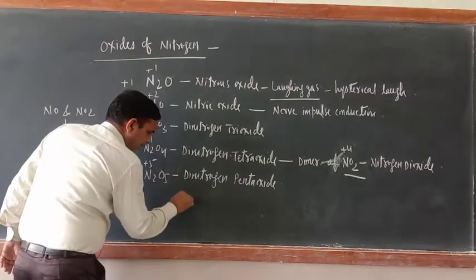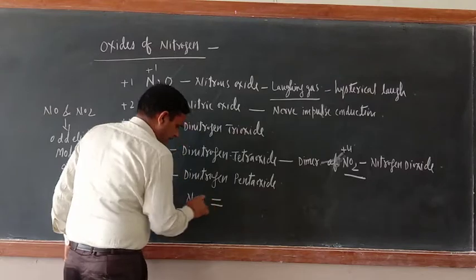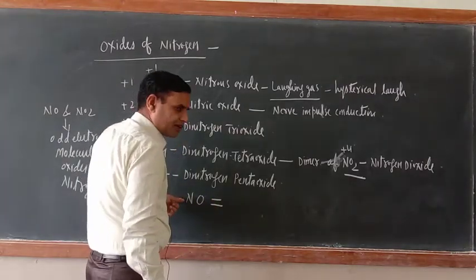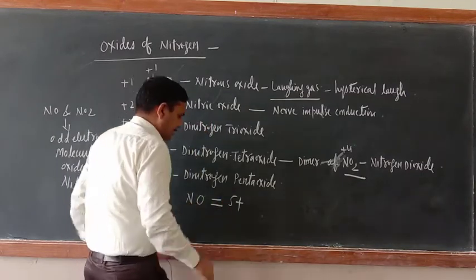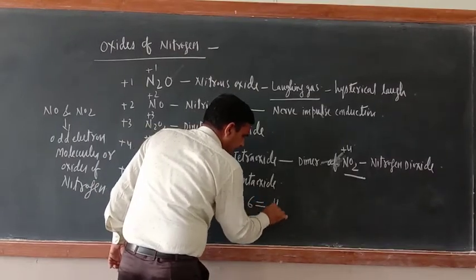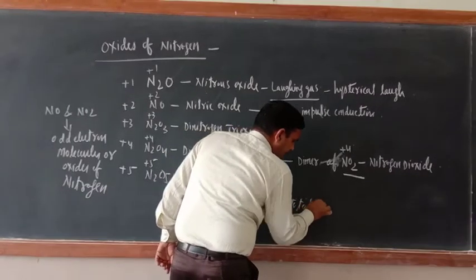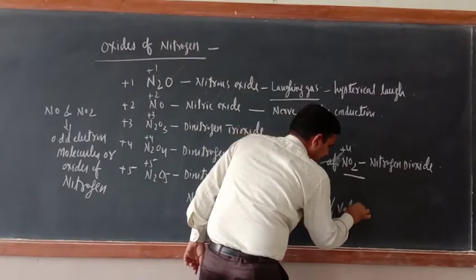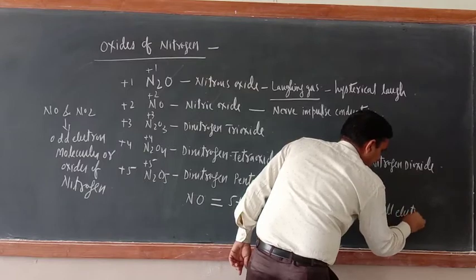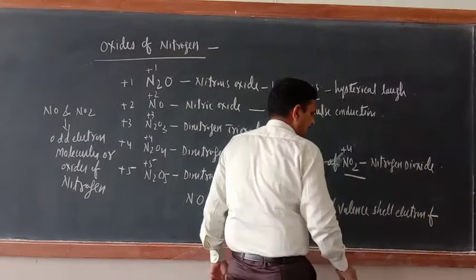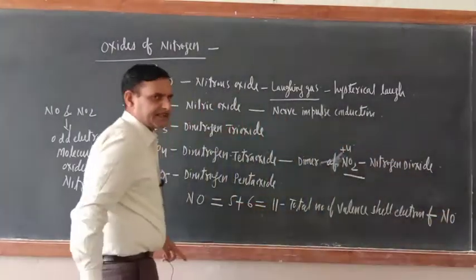Just see, nitrogen, NO. Okay, NO. So what is the total number of electrons in the valence shell? Electrons of nitrogen is 5. Okay. Plus valence shell electrons of oxygen, that is 6. So the total number of electrons is 11. Okay. Total number of valence shell electrons of NO. Okay. So 11 is an odd number.